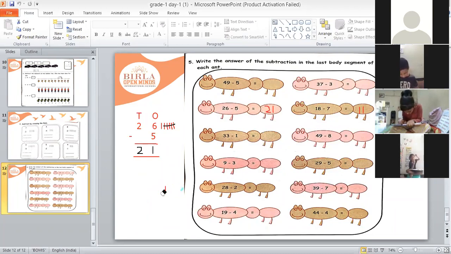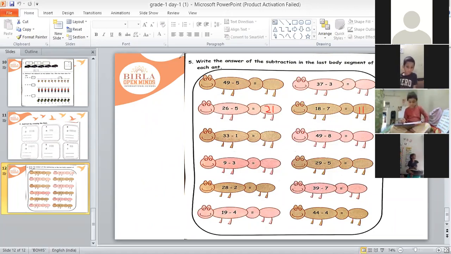Okay, children. So for this, we will not draw any line or anything like that. I'll tell you one trick. Whenever you want to subtract 1 from any number, just write the number which comes just before that number. What I said, whenever you want to deduct only one from any number, you will just write the number which comes just before the given number.